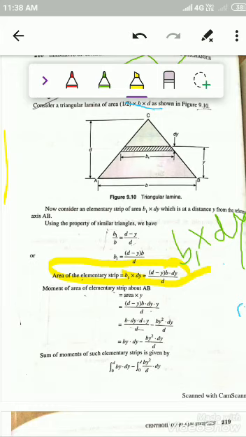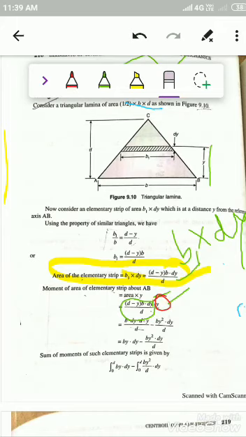We have n number of strips in the triangle, so you are going to calculate the moment due to the area of the elementary strip. Moment is nothing but area into perpendicular distance. Clear? The area is this equation, into the perpendicular distance, which is y, so area into y. Substitute the area equation you have calculated and multiply by y.